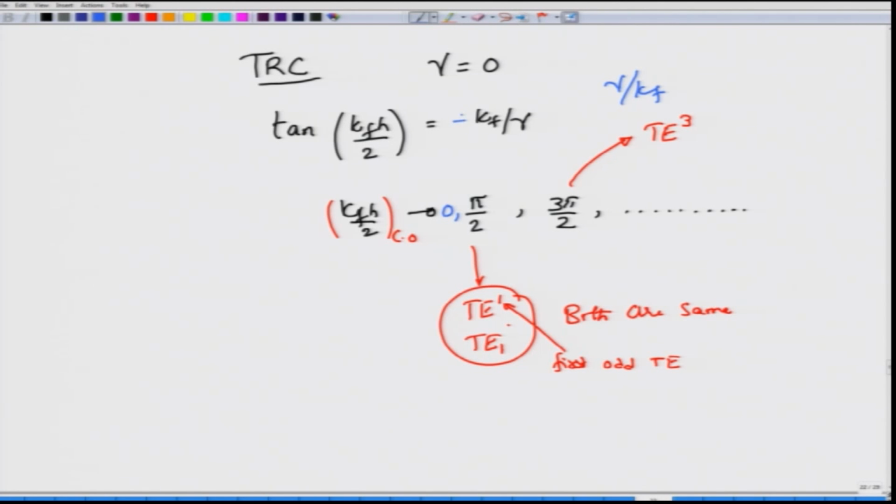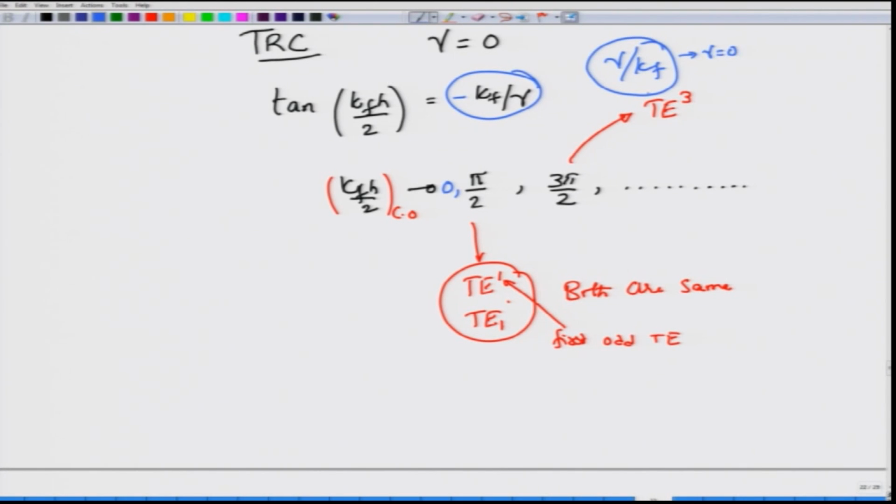So, for the odd modes I think there is a minus sign, so do not worry about that one, because at gamma equal to 0 the right hand side anyway goes up to infinity. But for the even modes the right hand side goes to 0, because gamma equal to 0 causes the right hand side to go to 0, and once that goes to 0 then you have an infinite number of solutions. The first solution occurs at 0, which we will allow to be a valid solution, then you have a solution at pi, then after 3 pi by 2 you will have a solution at 2 pi and so on and so forth, right.